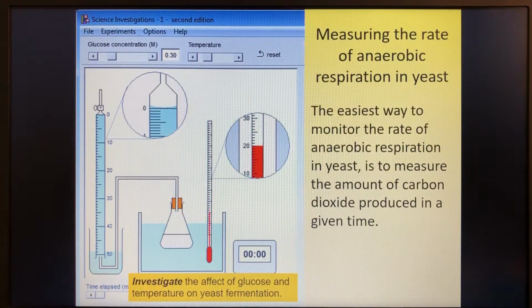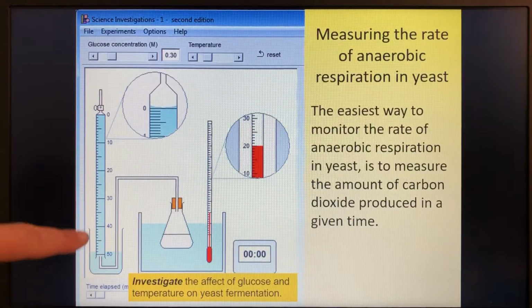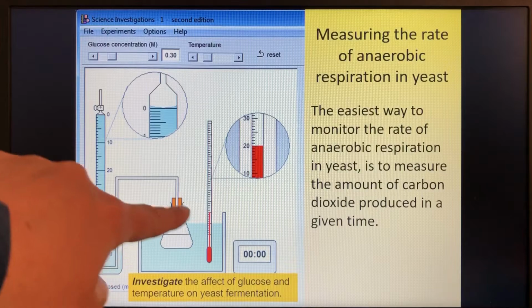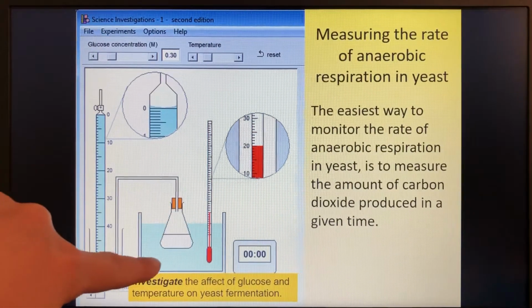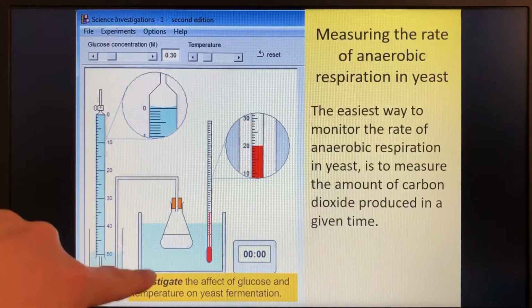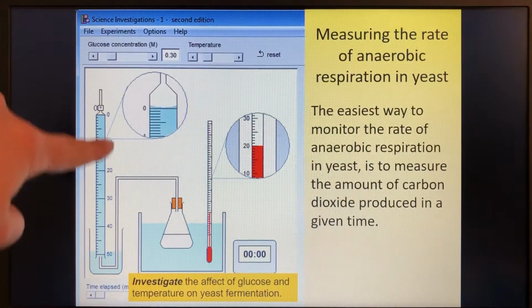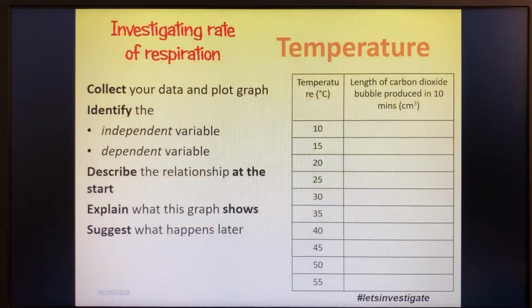Okay, so we've got this inverted burette. You'll find these in chemistry. So our scale is going to be slightly upside down, and the carbon dioxide is going to be formed in this conical flask with the yeast in there, the glucose in there. We can change the temperature, and the carbon dioxide will feed through this delivery tube, and we will measure it here. Okay. Before we can start, we need to get a results table.